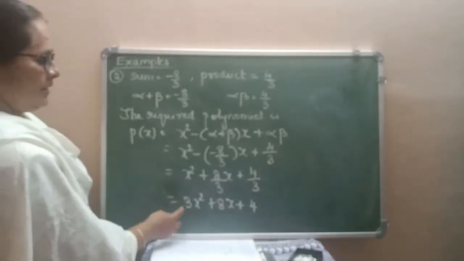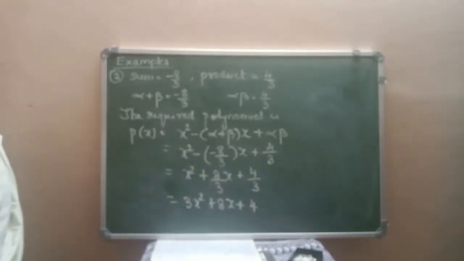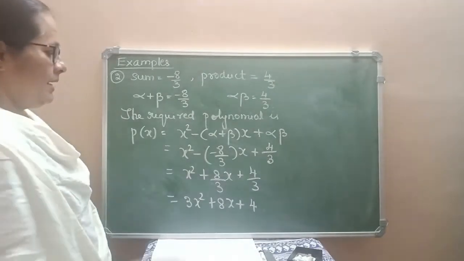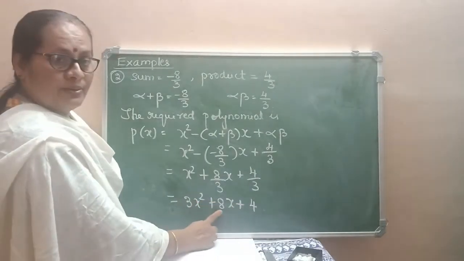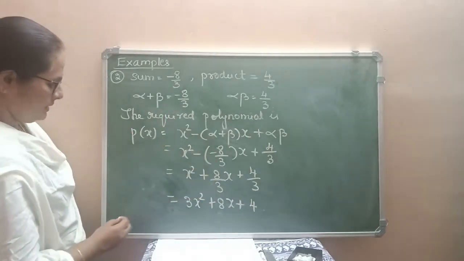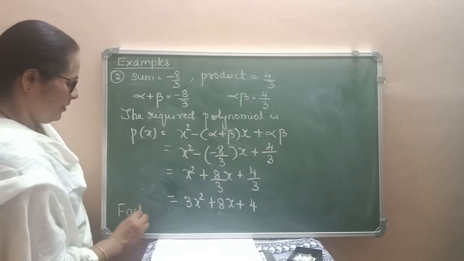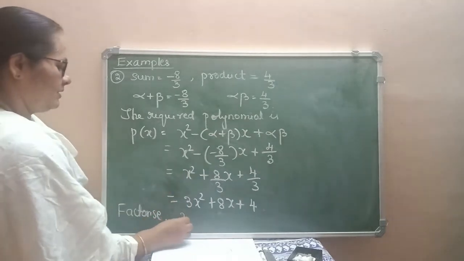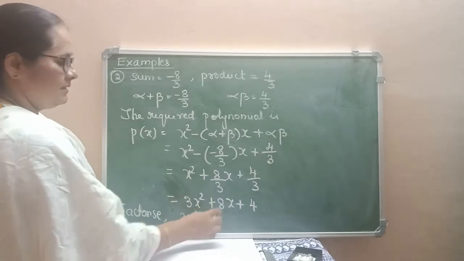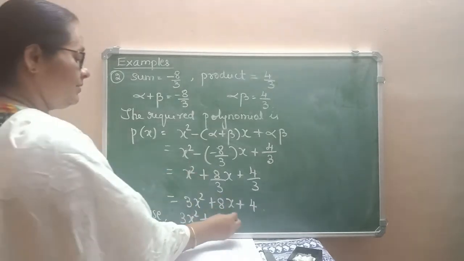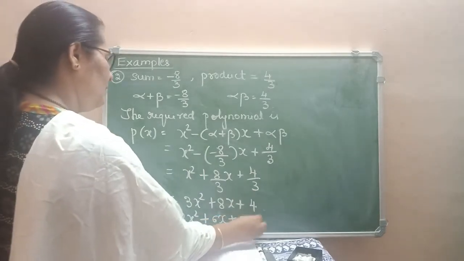So product is 12, sum is 8. That is 6 and 2. 6 twos are 12, 6 plus 2 is 8. So you can split the middle term as, now you have to factorize 3x square plus 6x can be written, and this 8x can be written as 6x plus 2x plus 4.